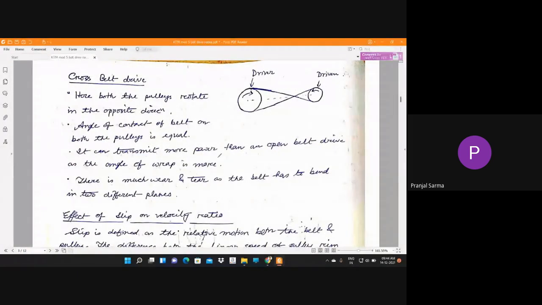This limitation of slip and low power transfer can be overcome by another belting known as the cross belt drive. Here, as you can see, this is the driver pulley and this is the driven pulley, and this is the center distance between them. The connection between them is the belt.